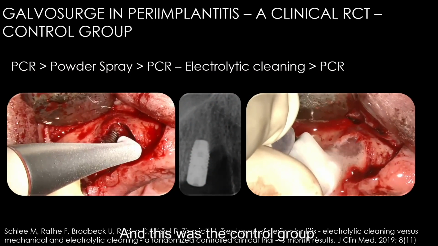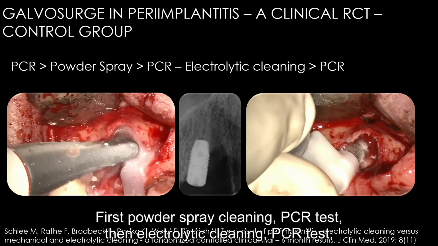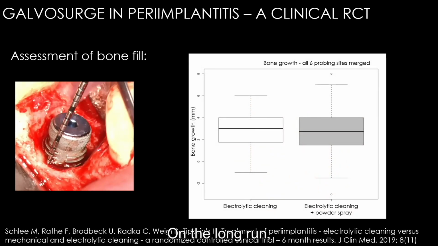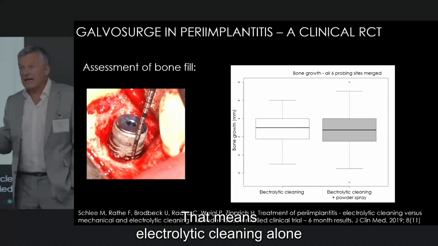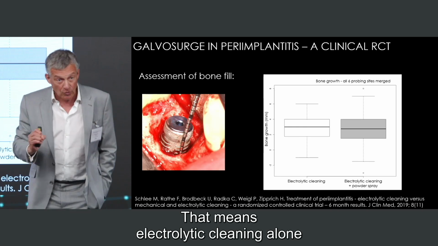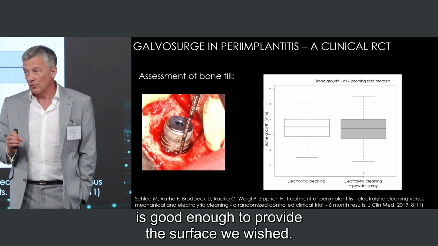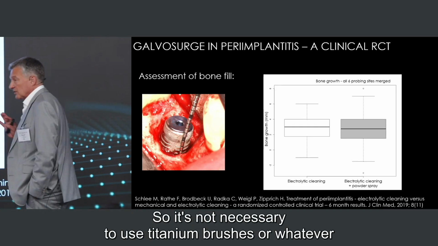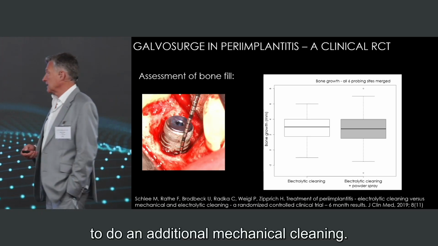And this was the control group. First, powder spray cleaning, PCR test, then electrolytic cleaning, PCR test, and then we assess differences. On the long run, these were the results. No difference between those 2 groups. What does that mean? That means electrolytic cleaning alone is good enough to provide the surface we wished. So it's not necessary to use titanium brushes or whatever to do an additional mechanical cleaning.